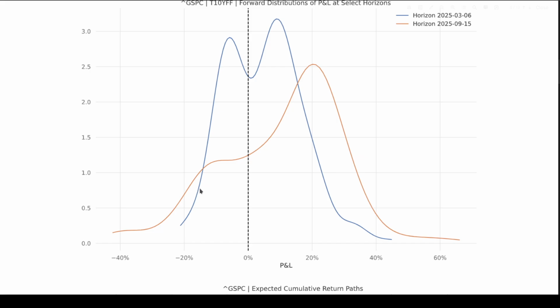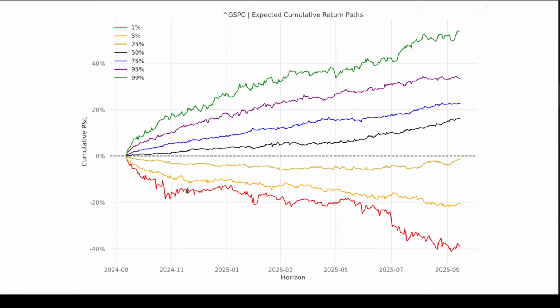So if you want to talk about uncertainty, about whether this is a clear signal, this is all you need to look at, and you're like, well, it's not as clear as we would like it to be. Same thing with the cumulative return paths. You have this massive spread between today and a year out. If you were to use the yield curve uninversion as a signal, you basically have this massive distribution that ranges from like minus 40 to plus 50, and you have to do something with it. The median is sitting at plus 16%.